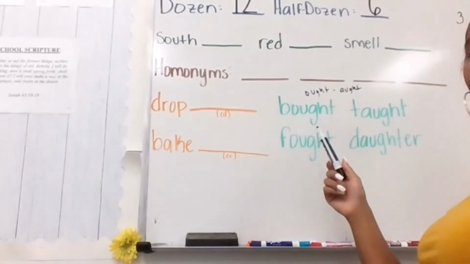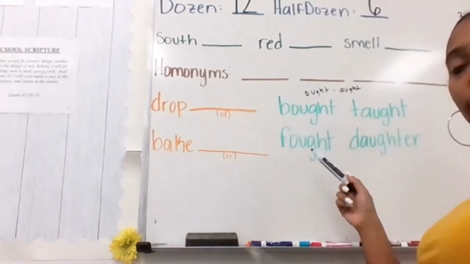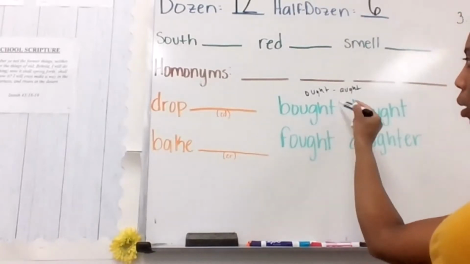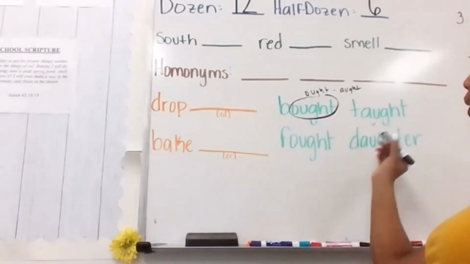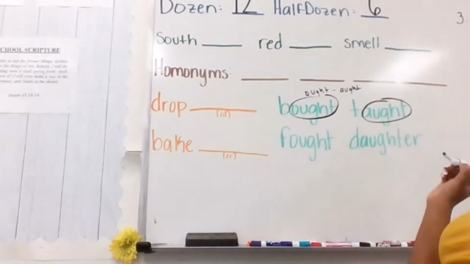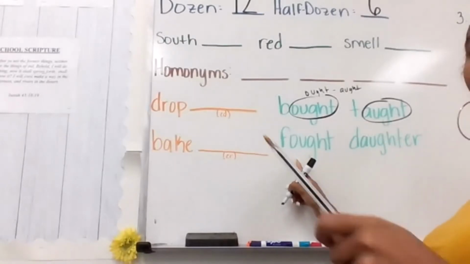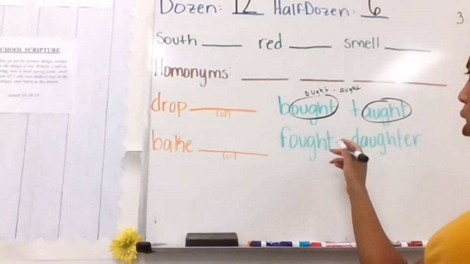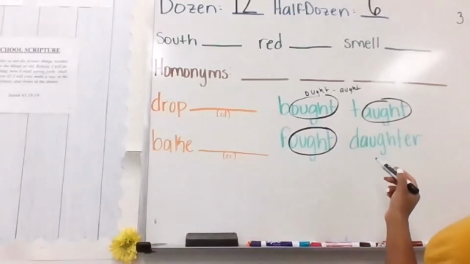Anybody? First one, what are my sounds? OUGHT ought. What's the word? Bought. Next one. Sound. AUGHT ought. What's the word? Taught. Next one, sound. O-U-G-H-T. What was the word? Fought.